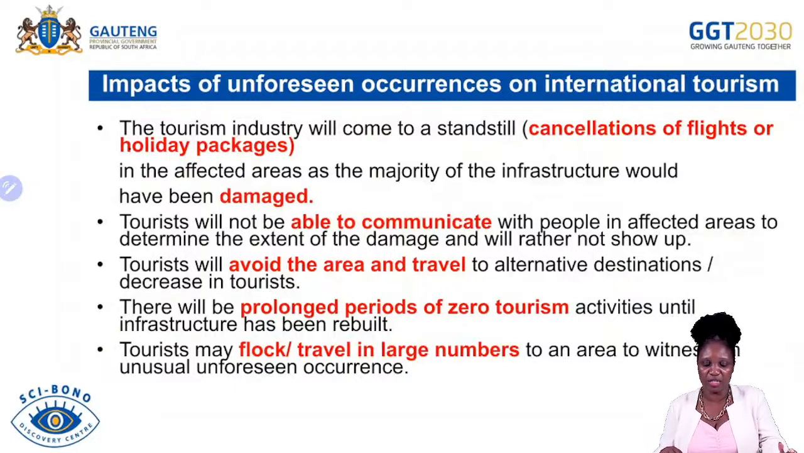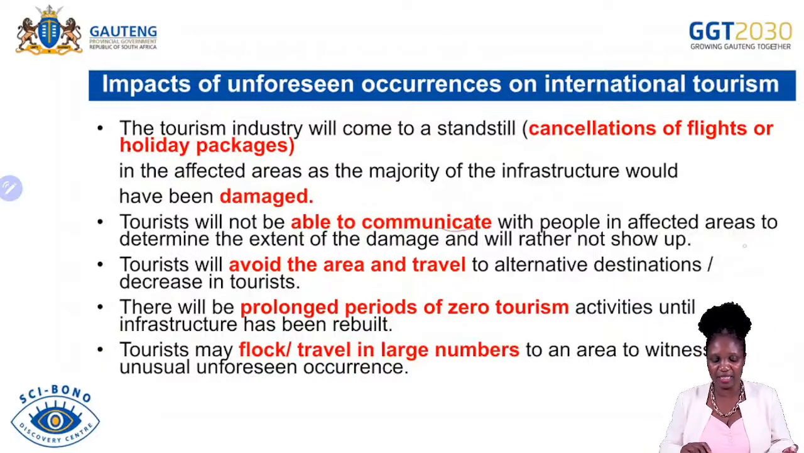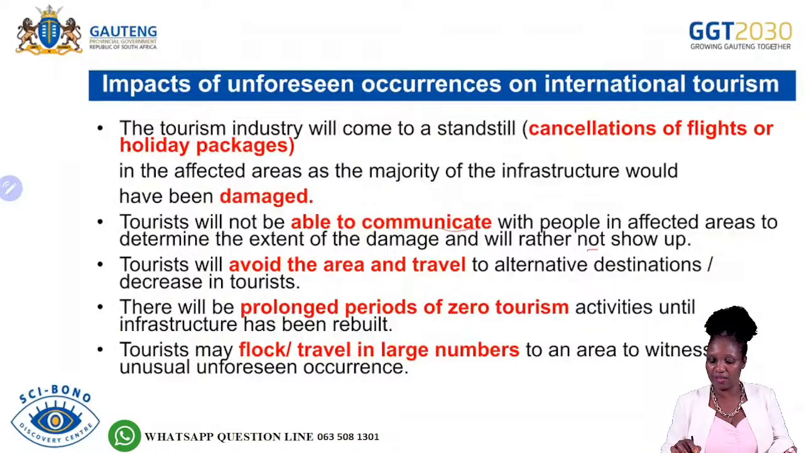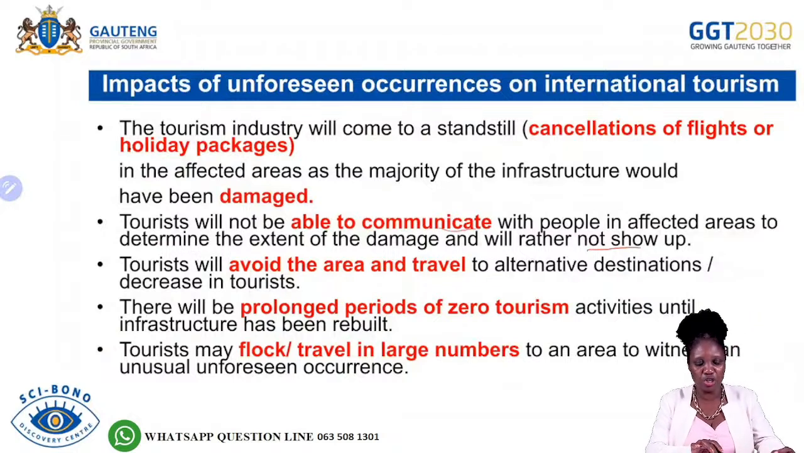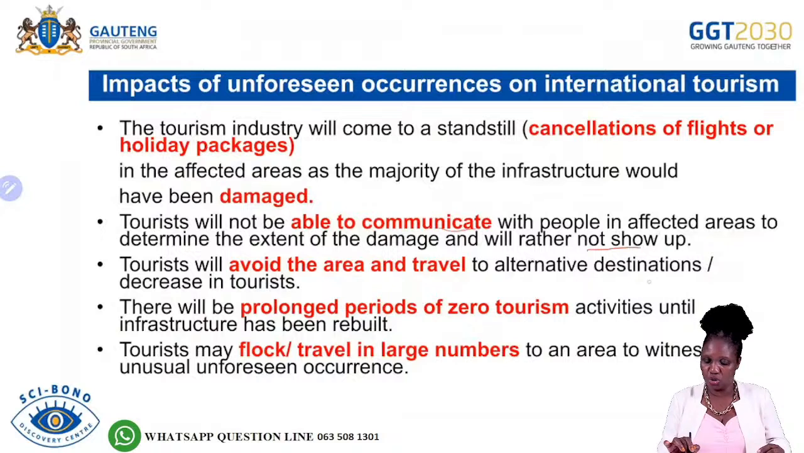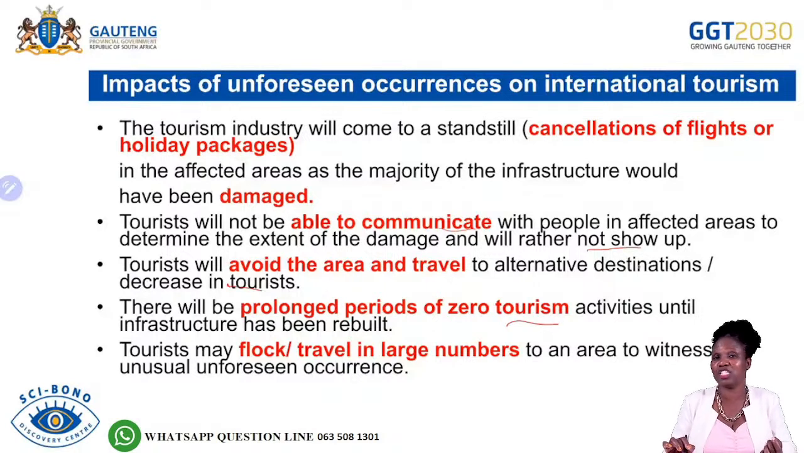We've got them. The tourism industry will come to a standstill. That is cancellation of flights and holiday packages in the affected areas, as the majority of the infrastructure will have been damaged. Okay, tourists will not be able to communicate with people in the affected areas to determine the extent of the damage, and will rather not show up. If there is a problem, you'll rather not go there. Tourists will avoid the area and travel to alternative destinations. That is a decrease in tourists. And there will be prolonged periods of zero tourism activities until infrastructure has been rebuilt.